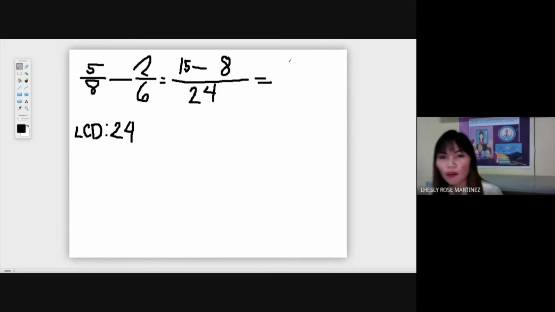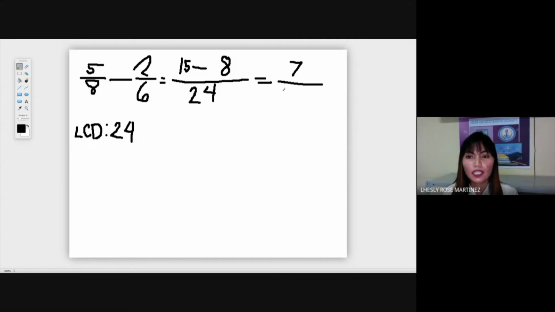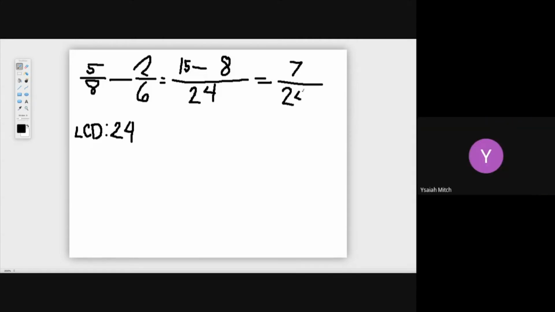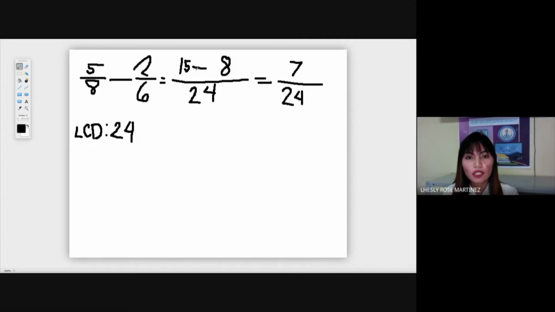Okay, very good. So the answer is 7 over 24. So, do the operation in the numerator and then you will just copy the denominator.